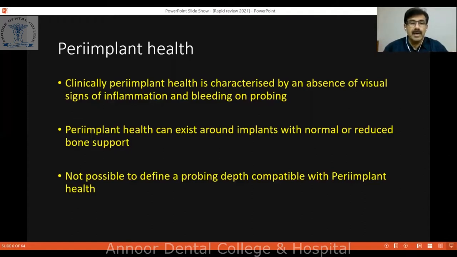When you look at a normal sulcus of gingiva around a natural tooth, you may find the sulcus depth is 2 to 3 millimeters. But in relation to an implant, you can't actually define a particular sulcus depth. We'll discuss that at a later stage. So there is no particular minimum probing depth in relation to peri-implant health. That is something that you should understand.